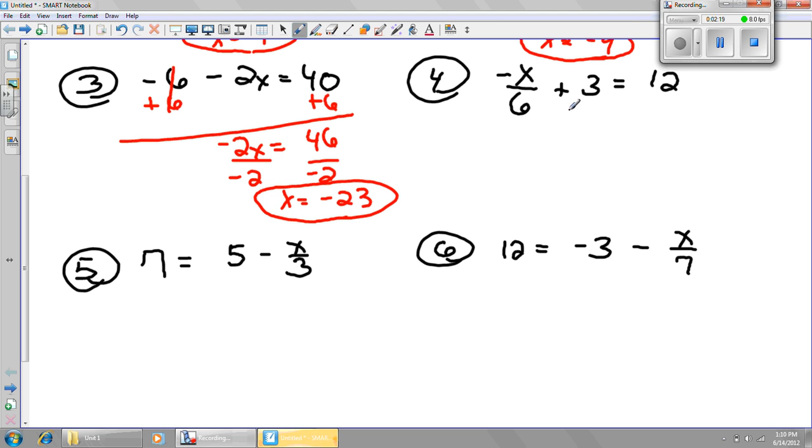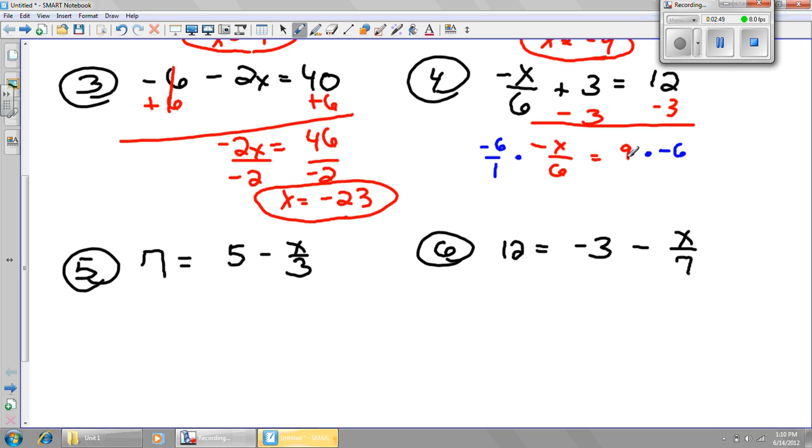Okay, number 4. I'm going to subtract 3 from each side, giving me negative x over 6 equals 9, I believe. Now, to get rid of that 6, I'm going to multiply, but I'm actually going to be multiplying by negative 6. Think about that. Why am I multiplying by negative 6? If I don't multiply by the negative 6, I'll be left with the negative of x. I don't want the negative of x.